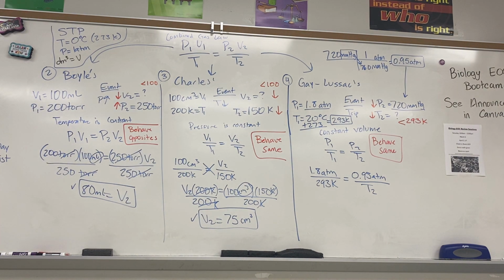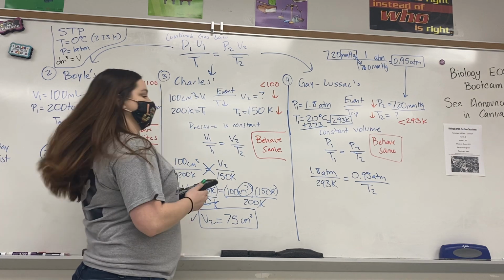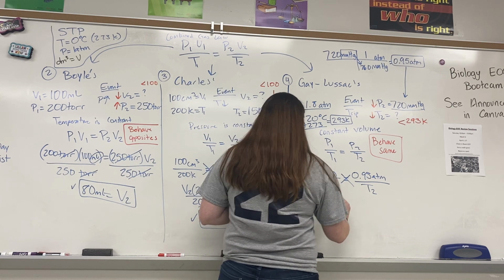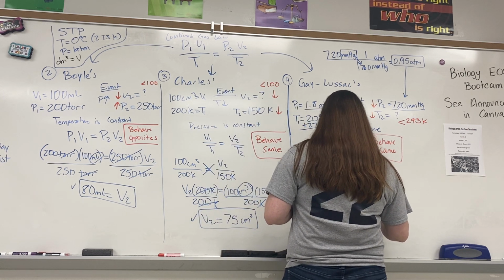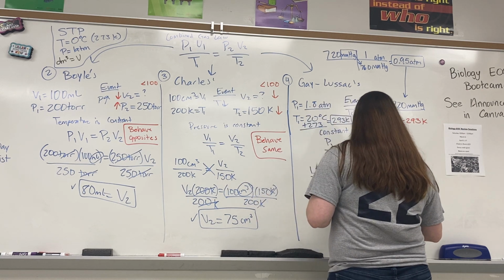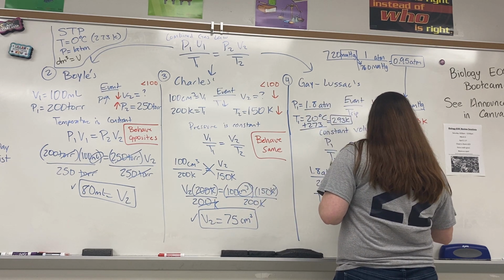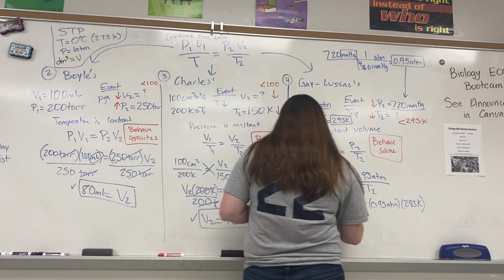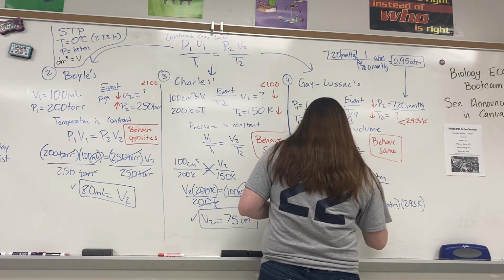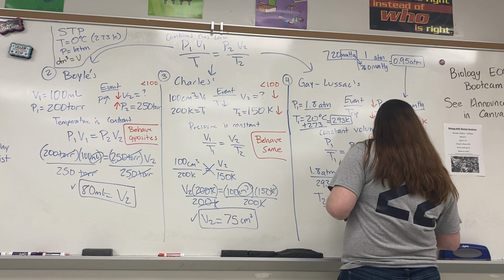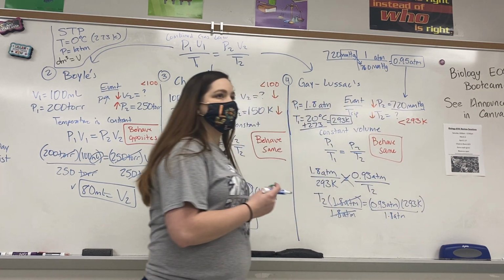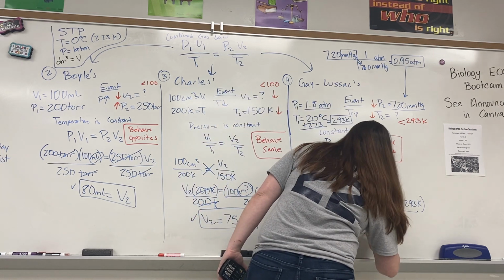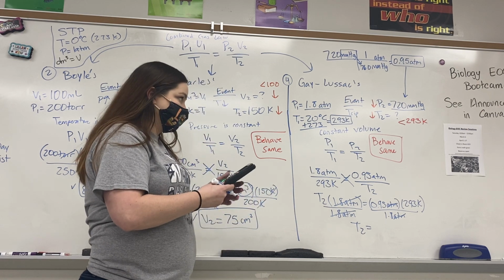So I'm going to grab my calculator, and first of all, I'm going to cross multiply. So T2 times 1.8 ATM is equal to 0.95 ATM times 293 Kelvin. So I have that. In order to get T2 by itself, I have to divide by 1.8 ATM on both sides. That's going to get rid of my 1.8 ATM on that side. That's going to get rid of my units of ATM on that side. So now I just have to do the actual math, and I'm looking for a number that's smaller than 293.